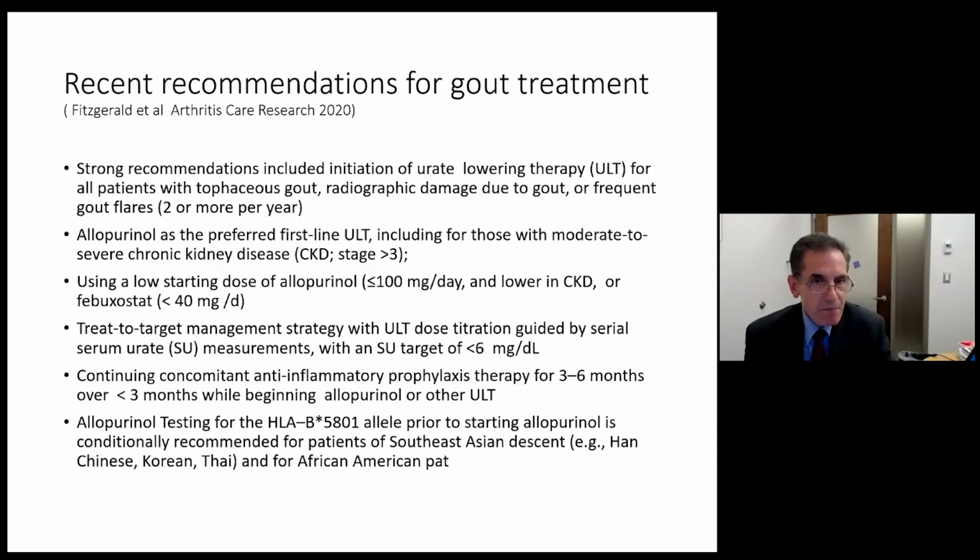The treat to target management strategy is to get the serum uric acid level below 6 milligrams per deciliter. And a newer recommendation is continuing concomitant anti-inflammatory prophylaxis therapy with low doses of colchicine or other similar agents for up to 6 months when beginning allopurinol to prevent flares. And finally, HLA-B5801 testing for patients at risk for allopurinol hypersensitivity may be recommended in certain groups of patients who are at risk for that phenomenon, as listed here.